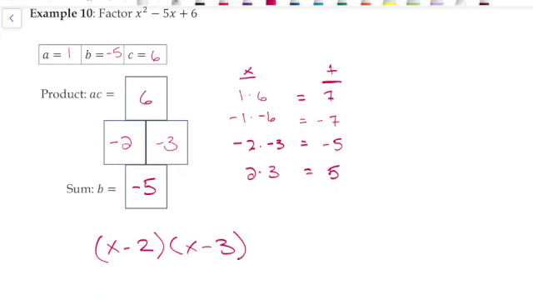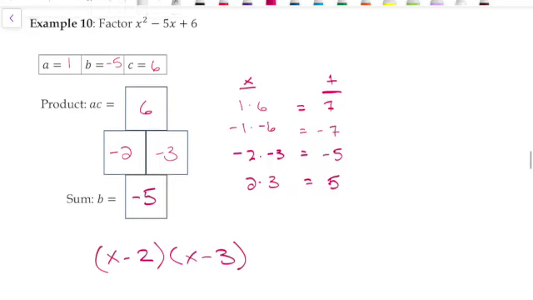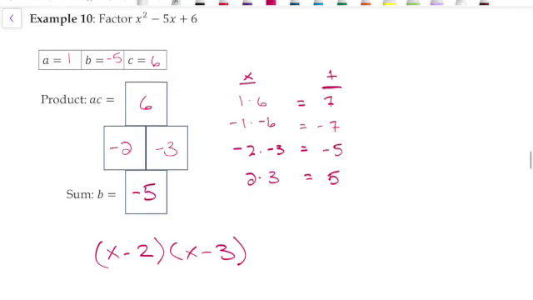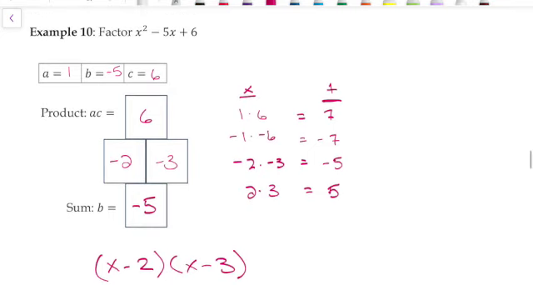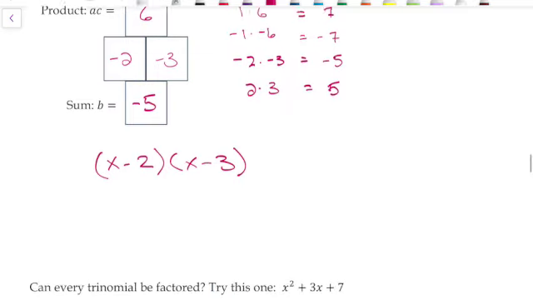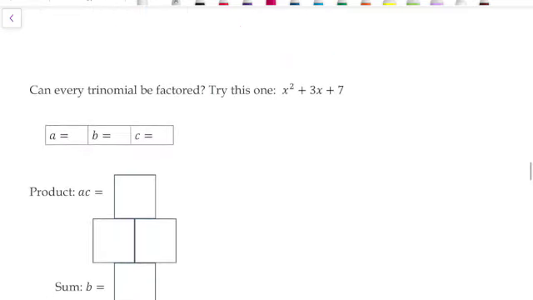All right, so again, you should probably double check. So pause the video and double check on your own and see if you get the factor that we have up above, the thing that we're asked to factor right up above. All right, so hopefully you did that, and it does give us x squared minus 5x plus 6 when you multiply it out. All right, so can every trinomial be factored?